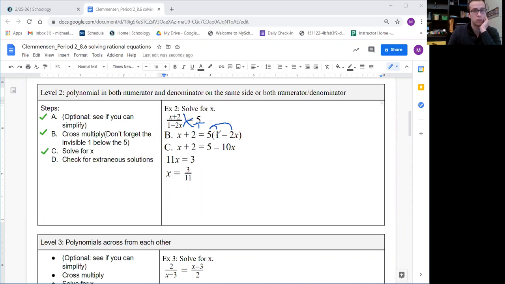All right, 5 times 1 gives me 5. 5 times negative 2 gives me negative 10. Now, just like I said before, we need to get all of our x's on one side, because I can't have them on both sides. Once I move this one over, I get 11x, and I have to move the 2 over to the opposite side so I can solve. 3. Divide both sides by 11, and get x equals 3 over 11.